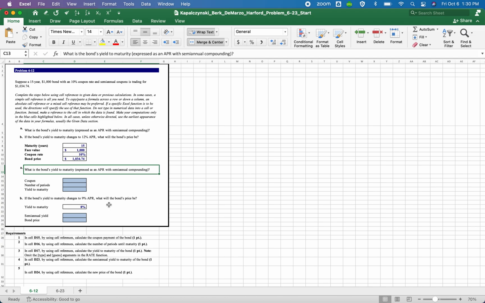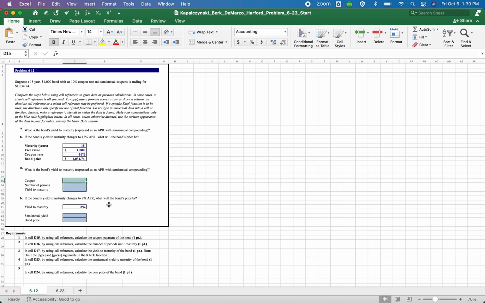What does that mean? APR with semi-annual compounding simply means that you need to figure out what the rate of return of that bond is and report an answer in annual terms. Unless specified otherwise, in finance we always discuss things in annual terms, regardless whether that's an applicable rate to the specific loan product or not.